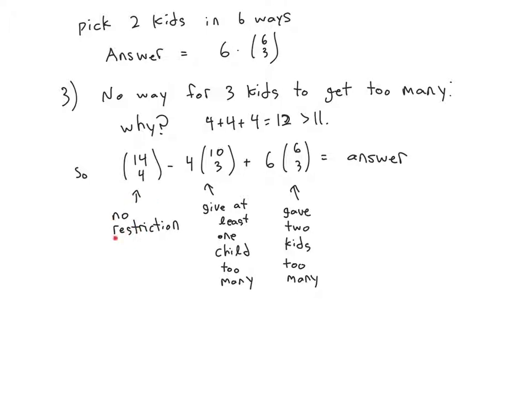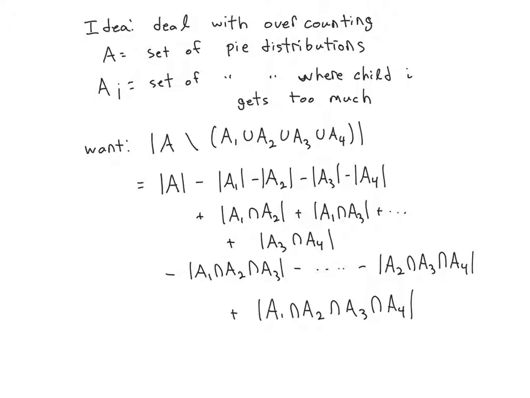You start with a problem you know how to solve, and you start subtracting off the overcounting, and then you start adding back in when you undercount, and you go back and forth until eventually you get the answer. To make this problem more explicit, we'll use set theory.